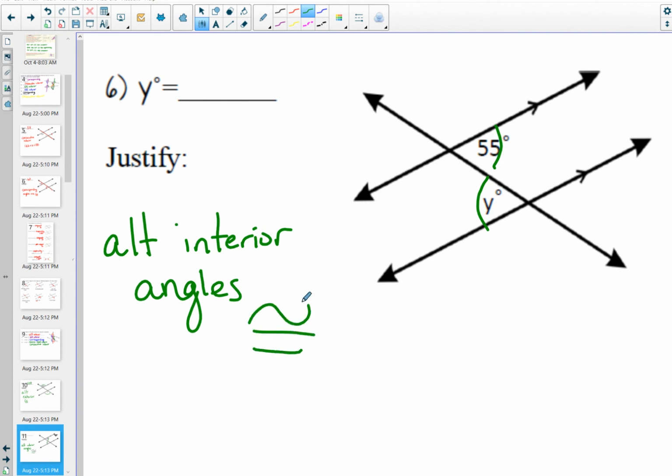Alternate angles are congruent. So if one angle is 55, how much is angle Y? 55. So all alternate angles are congruent? All alternate angles are congruent. Yes, sir. The only time we're going to say they add up to 180 is if you have same side interior, consecutive interior, or a linear pair.